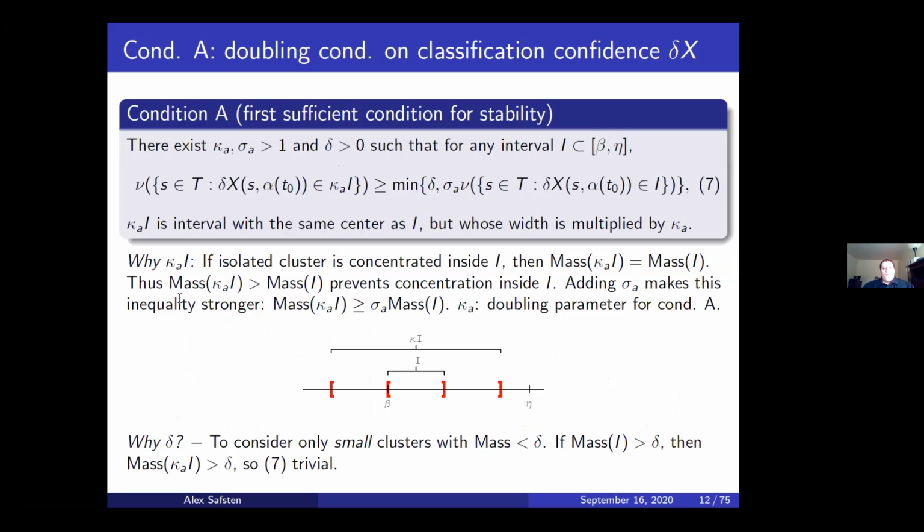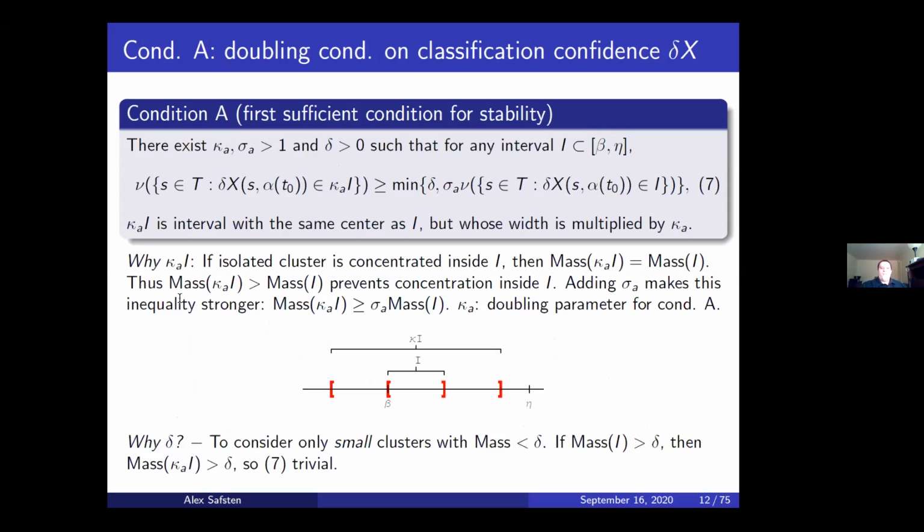So we'll start with our first implementation of the doubling condition. And this is going to be a doubling condition on the classification confidence values. Since the classification confidence values are real numbers, this is a doubling condition in one dimension. So this leads us to equation 7.